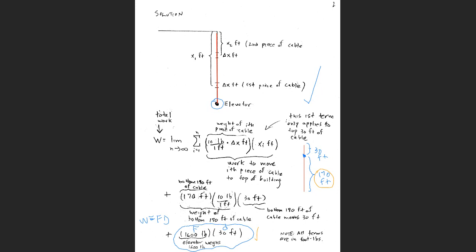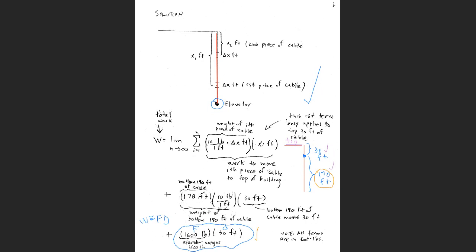Here's the top of the building. Okay. All right. Maybe I'll put that in purple. This is the top of the building. And when the elevator gets moved 30 feet up, the top 30 feet of cable reach the top of the building, but the bottom 170 feet of cable just get moved up 30 feet.